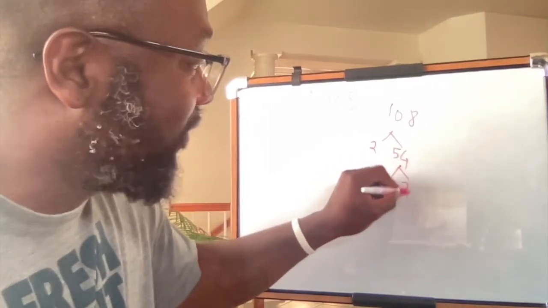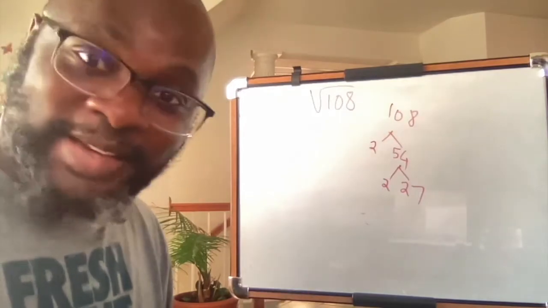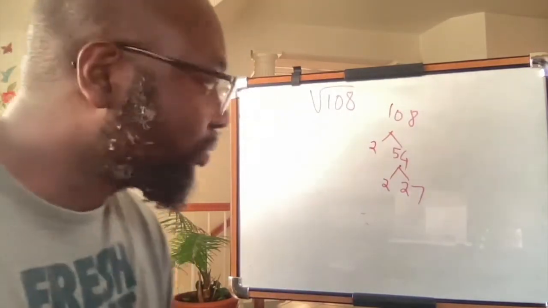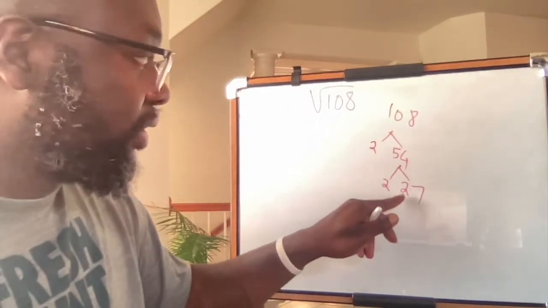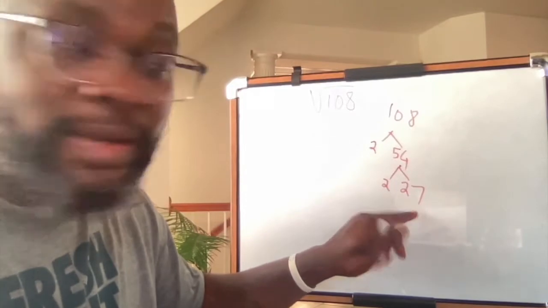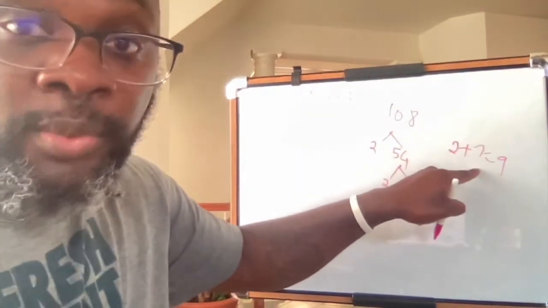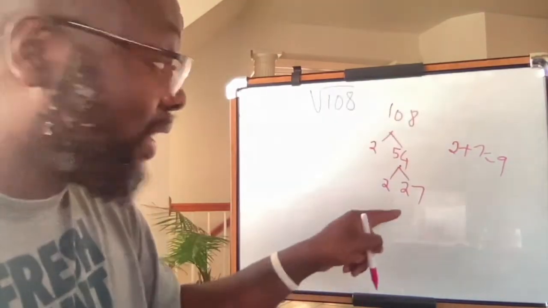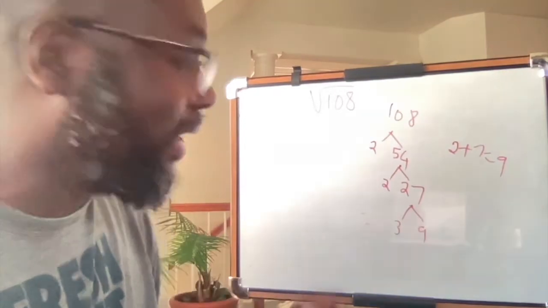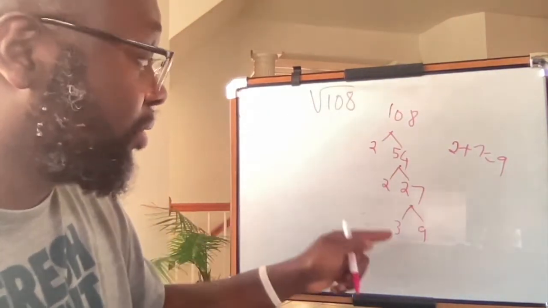2 and 27. Now 27, if you knew your times table, you know that 3 times 9 is 27. Now what if you didn't know your times table? Look at the digits in 27: 2 plus 7 is 9, and 9 is a multiple of 3. So 27 can be divided by 3. When I divide it, I get 3 and 9. So we broke down 108 into 2 times 2 times 3 times 9.